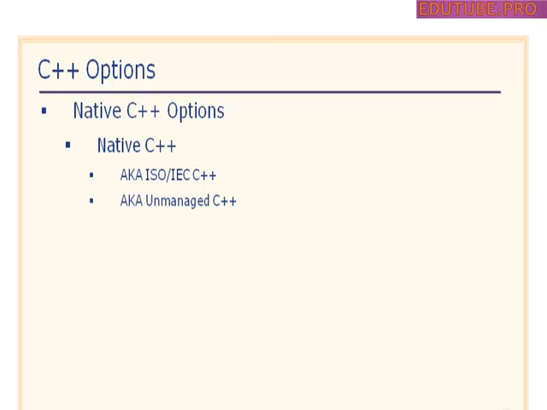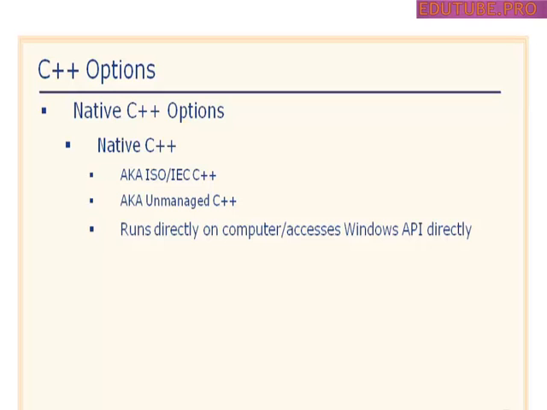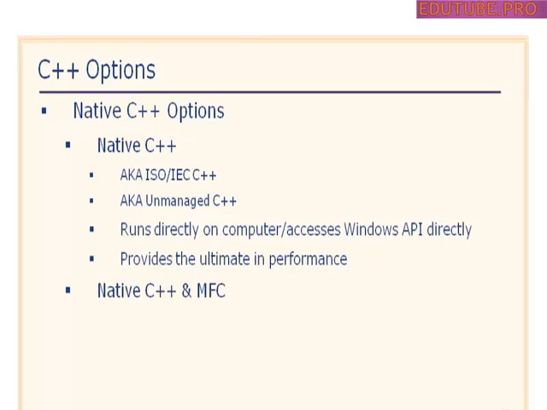Now if you're a newcomer to the industry and you're reading it, this sounds like this great unwashed code that's going to do great damage. That's not what it is at all. It just simply does not get governed by the Common Language Runtime. Now this runs directly on a computer. You can access the Windows API directly, so you can do Windows programming with it, and this, by the way, provides you with the ultimate in performance. So when you've got to write something that runs really quickly, really efficiently, native C++ is probably going to be the way you want to go.